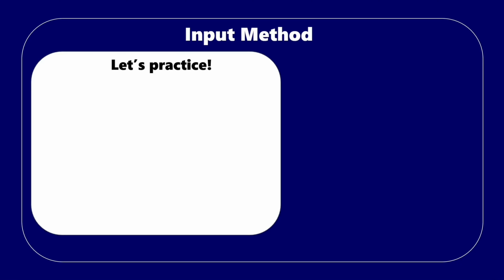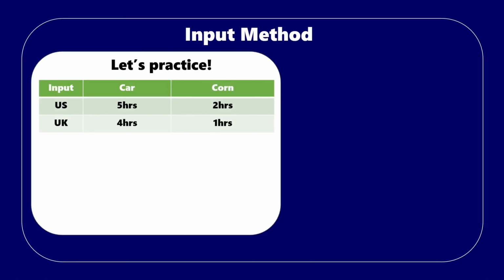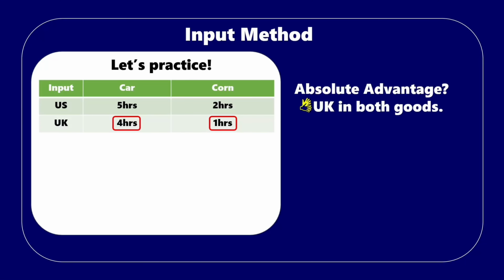This time, instead of being given output, we're being given how many hours it takes to produce each good. Well, the US needs 5 hours to produce a car and 2 hours to produce corn, while the UK needs 4 hours to produce a car and only 1 hour to produce corn. Okay, let's first find who has the absolute advantage. Instead of going for the bigger number here, smaller means better. So, 4 is smaller than 5 and 1 is smaller than 2. So the UK has the absolute advantage in both goods.